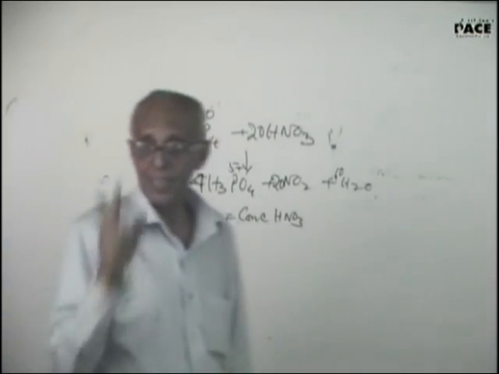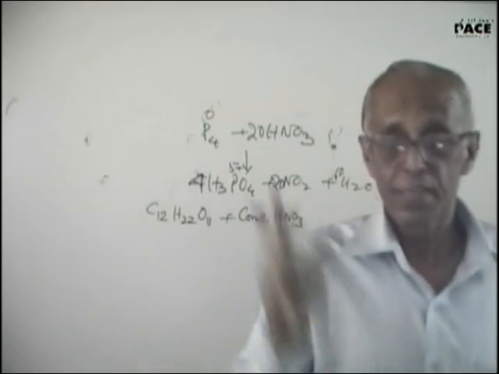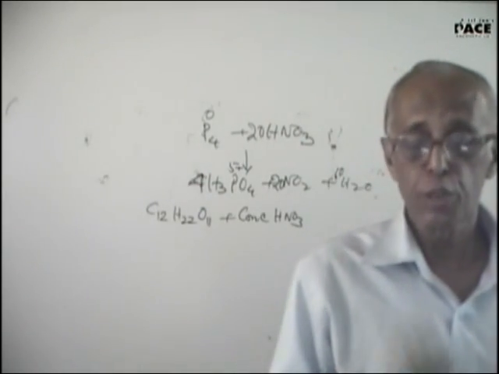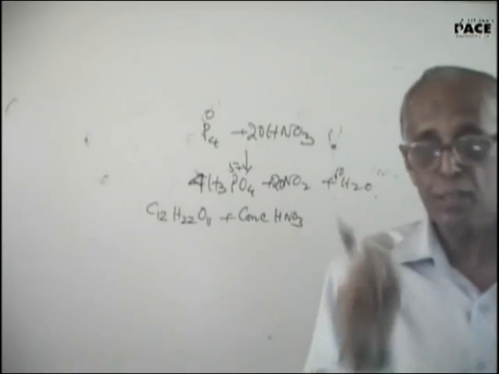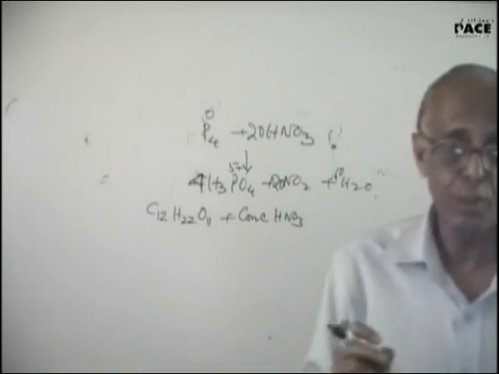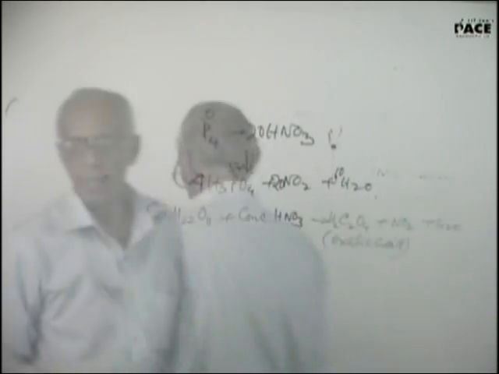Each phosphorus is undergoing 5 electron change. There are 4 phosphorus, so the total electron change is 20. For nitrogen, the electron change is 1. So I need 20 moles of nitric acid.